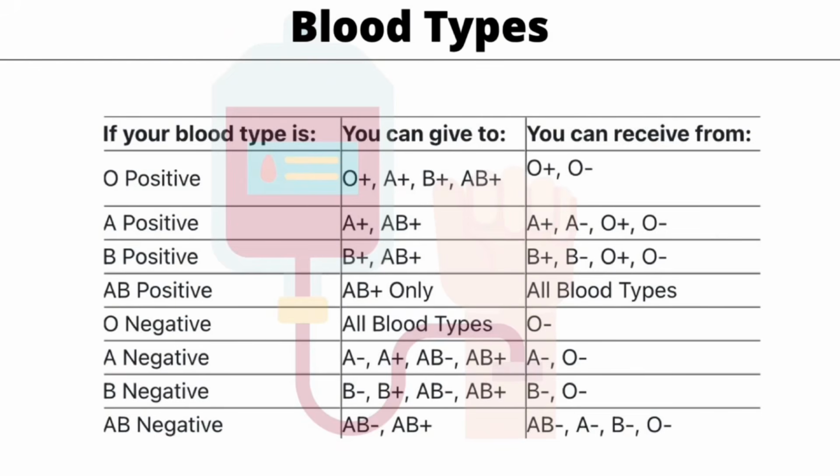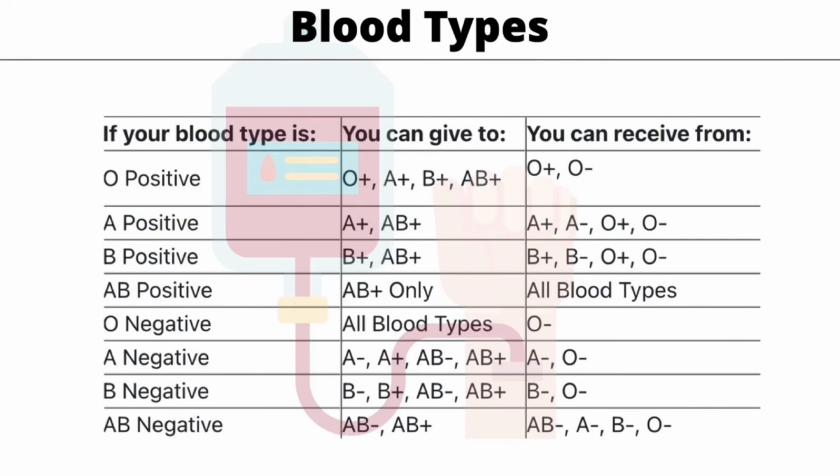If your blood type is AB positive, you can only give to AB positive individuals, but you can receive from all blood types. If you're O negative, you can give to all blood types, but you can only receive from O negative. If your blood type is A negative, you can give to A negative, A positive, AB negative, and AB positive, but you can only receive from A negative and O negative.